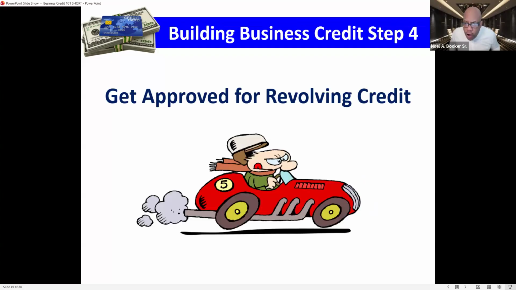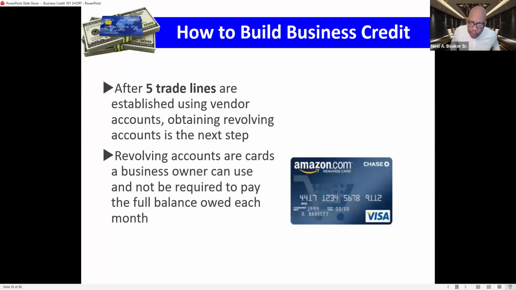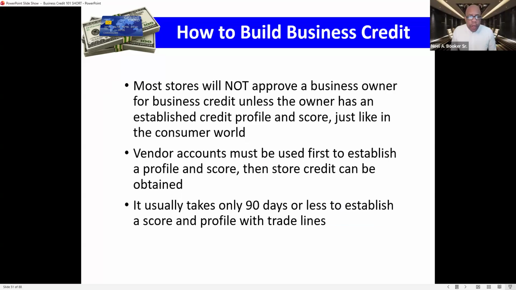Get approved for revolving credit. Once you have those five, the next step is to get approved for revolving credit. Once 5 trade lines are established using the vendor accounts, obtaining revolving accounts is the next step. Revolving accounts are cards a business owner can use and not be required to pay the full balance owed each month. Most stores will not approve a business owner for business credit unless the owner has an established credit profile and score, just like in the consumer world.